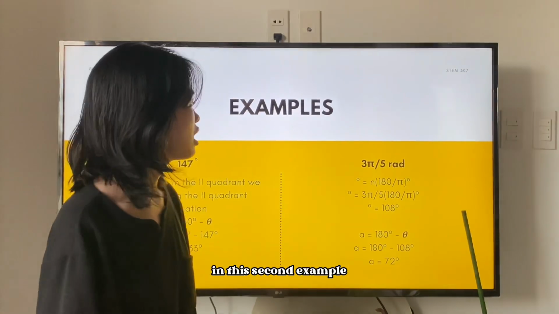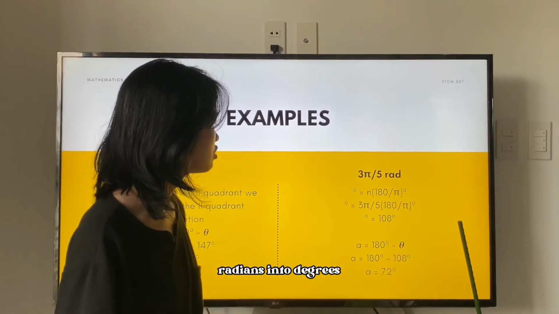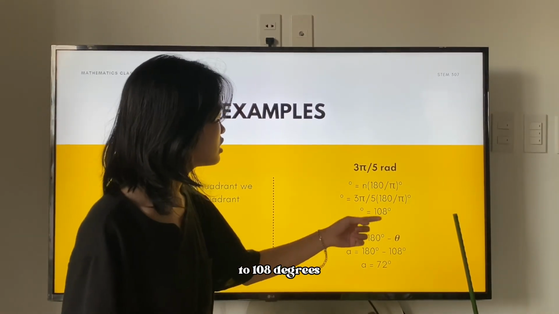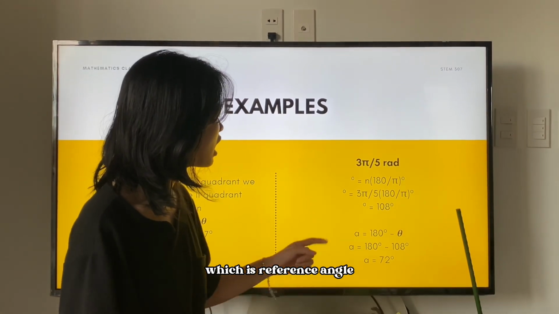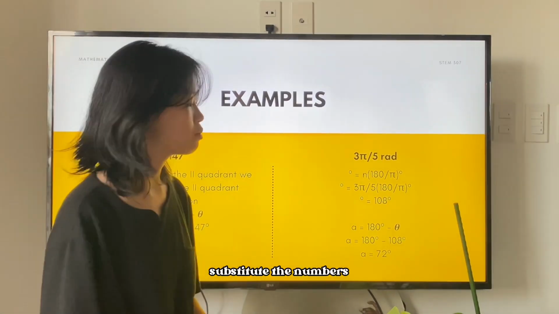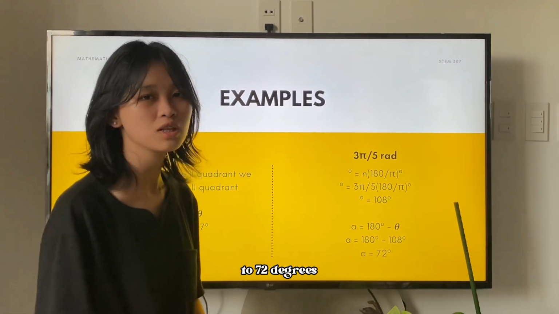In this second example, we first have to convert 3 pi over 5 radians into degrees, which we already did in the previous slide, which is equal to 108 degrees. Now, let us use the second quadrant equation, which is reference angle is equal to 180 degrees minus theta. Substitute the numbers, which is 180 degrees minus 108 is equal to 72 degrees.